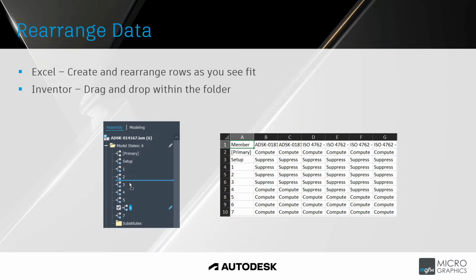For the Inventor side of it, in your model states, maybe I did 1, 2, 3, 4, 5, 6, 7, but I find that my model 6 must be in between 2 and 3. Just drag and drop. So I'll drag that 6 up to just above 3, and then drop it, and it'll place it for you over there.